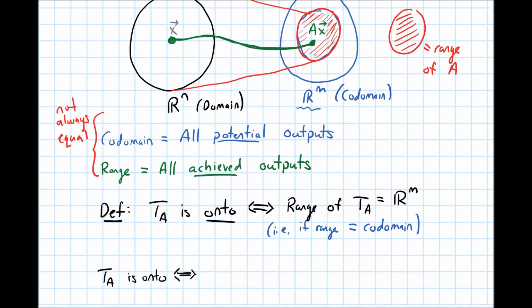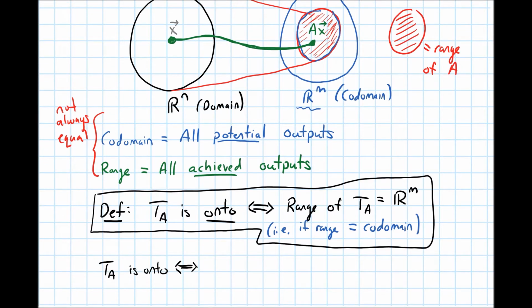Okay, so let's box that. So I'd like a way to be able to determine when a transformation is going to be onto. So that's the next thing that I want to state. Okay, so a function is onto when the range equals Rm.